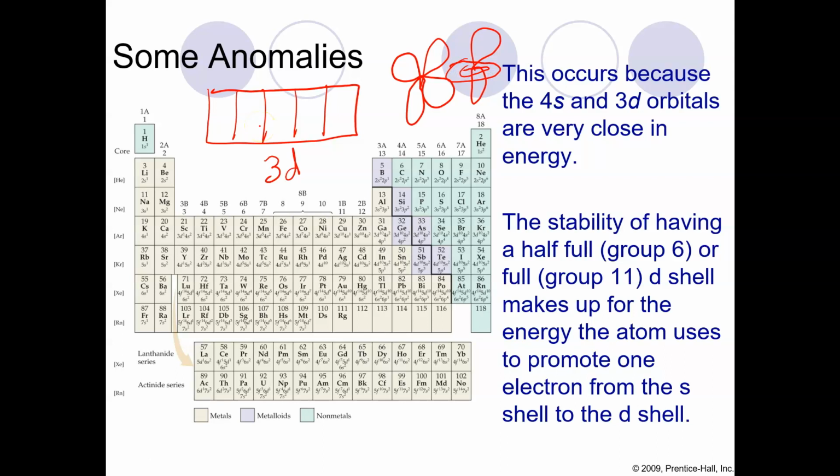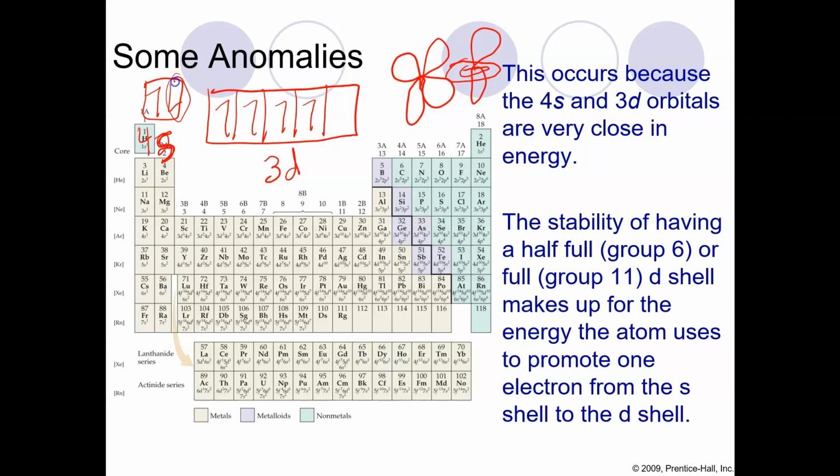Okay, so chromium, if we counted it the normal way, would only have 4 electrons in the Ds. So that's almost halfway full. Okay, not quite, because it's missing 1. So that's why. So here would be the 4s. And that's an S.